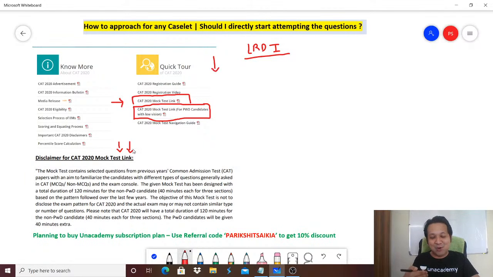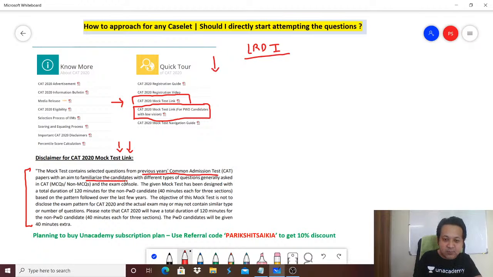Now, what did the IIMs do this year? Read this. I have just taken a screenshot from the IIM website. This was updated less than 24 hours before. The mock test that you will be seeing here on the IIM website this year is actually questions from previous year CAT papers, only to familiarize the candidates with different types of questions, both MCQs as well as non-MCQs.